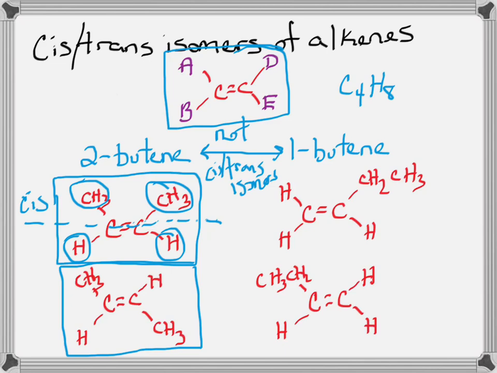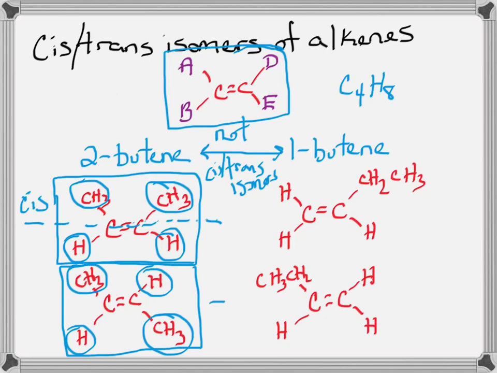Again, what we do is compare A and B, methyl with hydrogen, and we see that they are different. We move on to the other carbon and look at D, which is the hydrogen, and E, which is a methyl group. Again, different. If A and B are different and D and E are different, both groups have to be different, just as they are here. A and B are different from each other and D and E are different from each other. This molecule has cis-trans isomers.